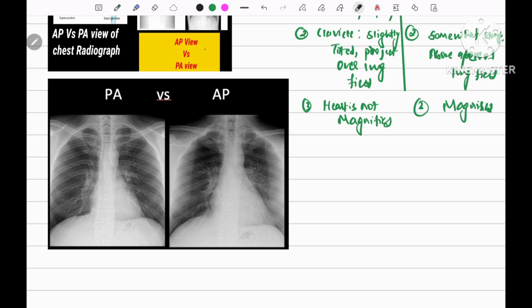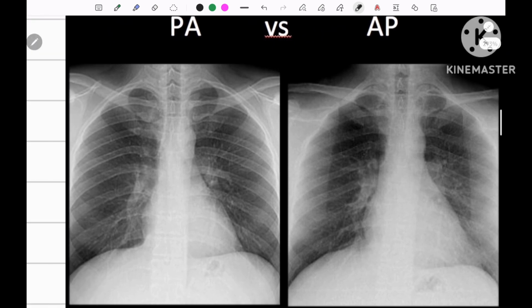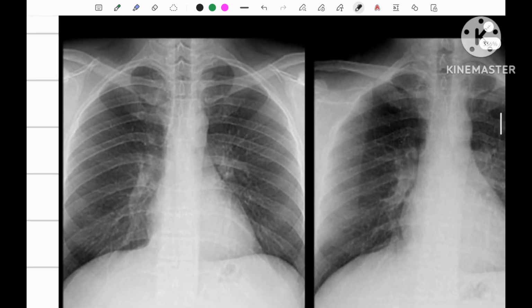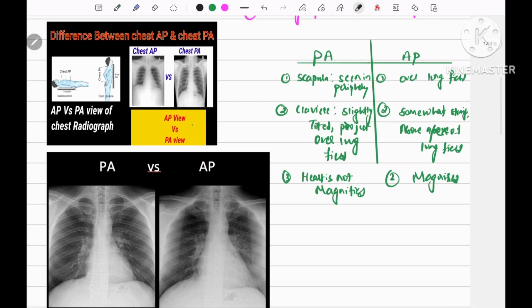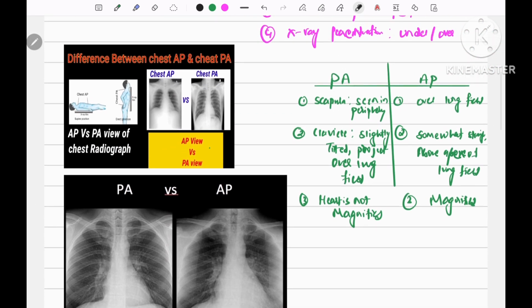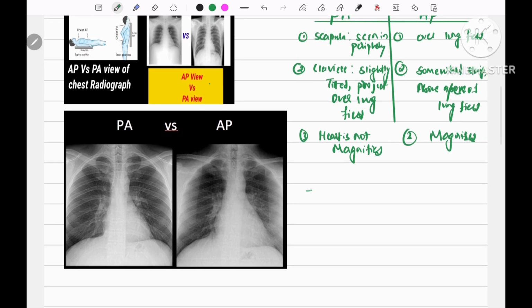Now the 4th point: in this PA view, we can count the anterior and posterior ribs. So I will make sure that we count like this: this is the first rib, second, third, fourth, fifth, sixth. These are the anterior ribs, and this is 1, 2, 3, 4, 5, 6, 7, 8, 9. This is the 10th. So in case of PA view, we can see 6 anterior ribs and 10 posterior ribs.